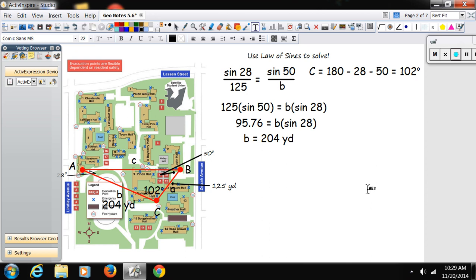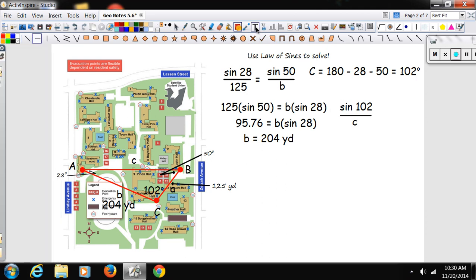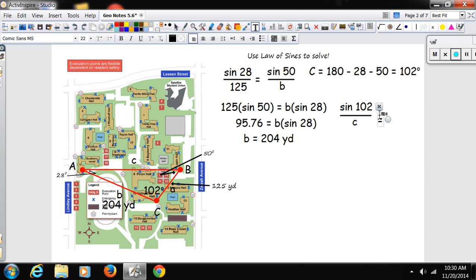So you have to do another law of sines to solve for little c. So we need to use big C, or angle C, which is the sine of 102, over little c. So that's going to be one fraction. Equals.